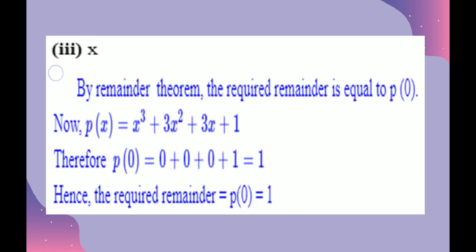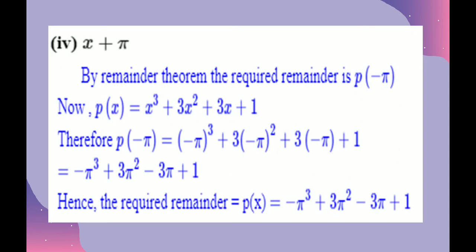Now, third part is x. By remainder theorem, the required remainder is equal to p of 0. Now, p of x is equal to x cube plus 3x square plus 3x plus 1. Therefore, p of 0 is equal to 0 plus 0 plus 0 plus 1, which is equal to 1. Hence, the required remainder p of 0 is equal to 1.